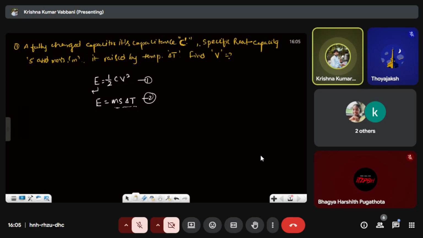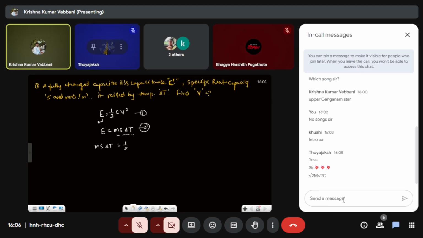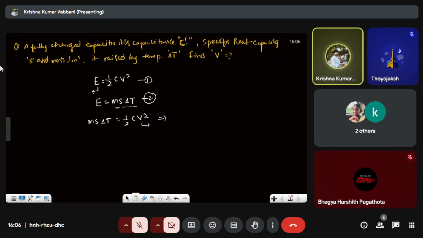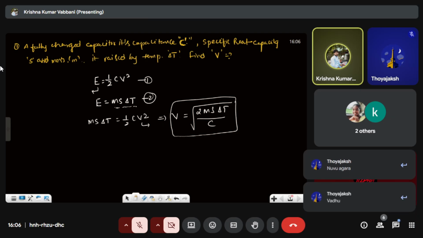When the charge is moving through the coil, definitely it will get heat, so there is a dissipation of heat. We can calculate this energy in the coil as well. That's why in this case we take the energy m s delta T. Both are equal, so we have to make them equal: half CV squared equals m s delta T. What we need is only the potential, so V is going to be the square root of 2 m s delta T by C. Okay, this is the question, and this is the solution for it.